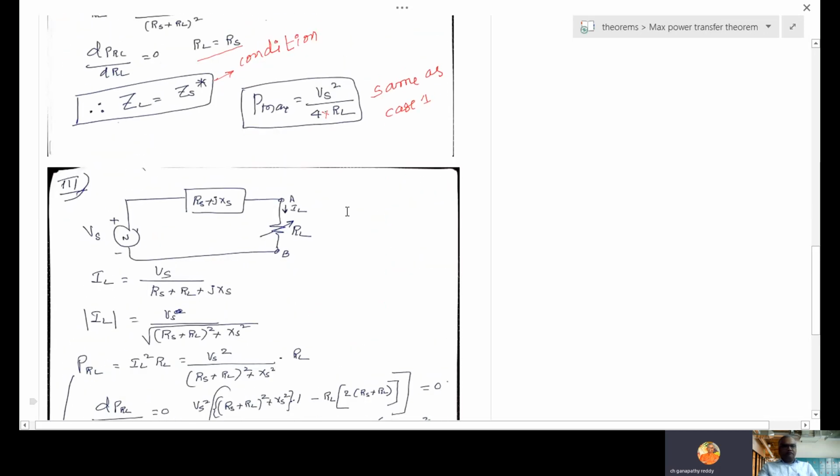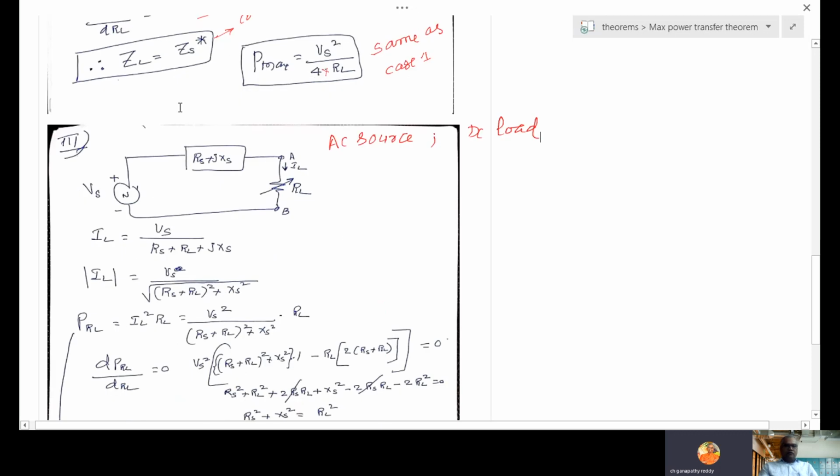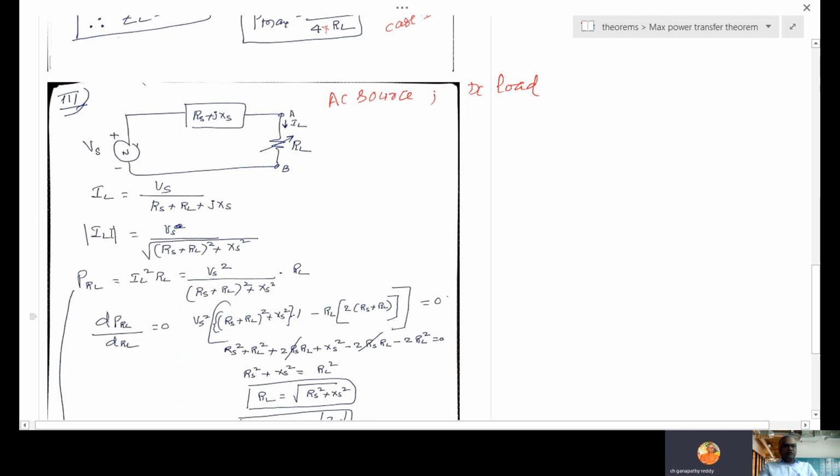Similarly, case 3. What is the speciality of case 3? AC source and DC load. DC load means only RL. This third case, all possibilities we are discussing. Now, this is AC source with RL. So again find out IL, Vs by RS plus RL plus JXS.